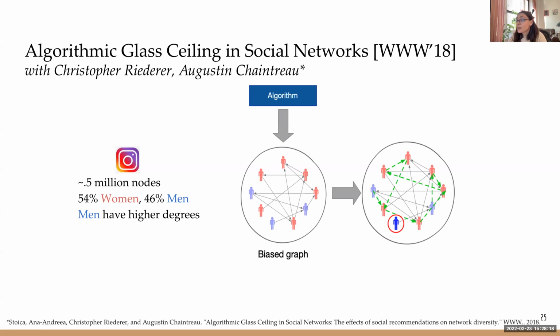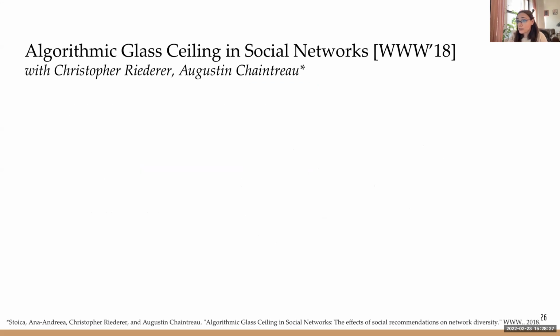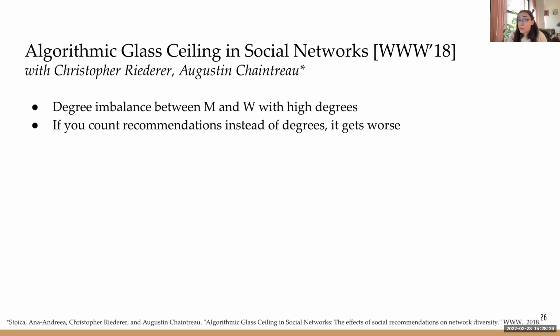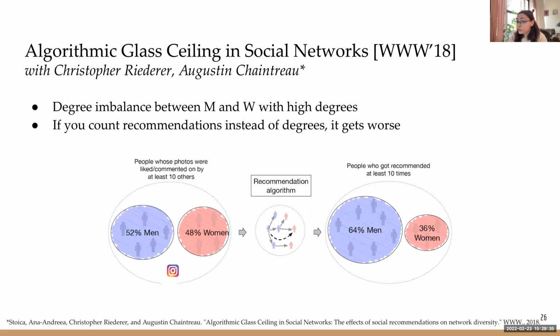And we wanted to see what happens when you have different recommendations. So we simulated a bunch of them to see how the degree distribution changes in that case. When we did that, we actually noticed that the imbalance between the two groups, men and women, actually got worse.